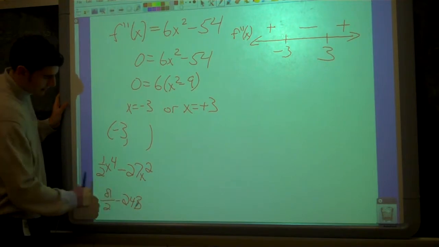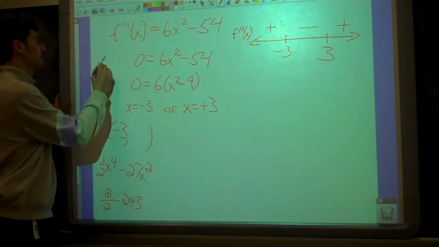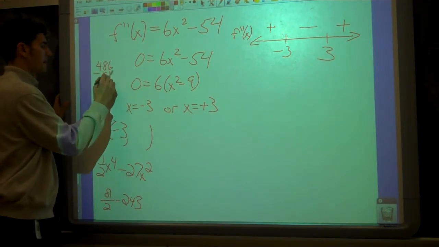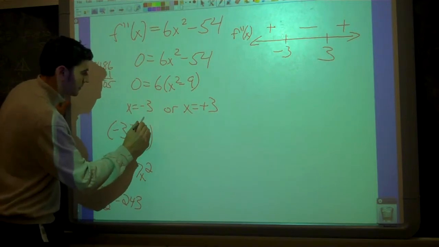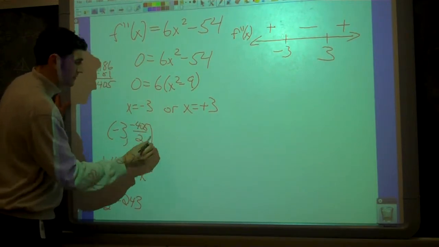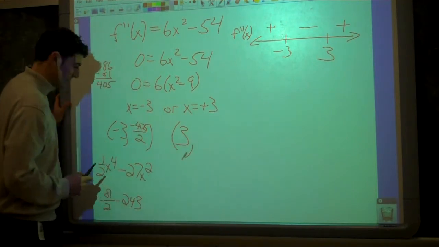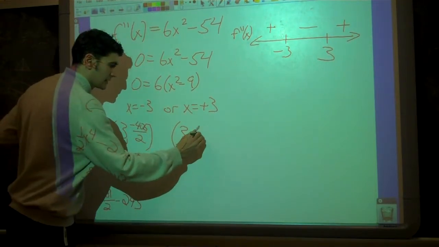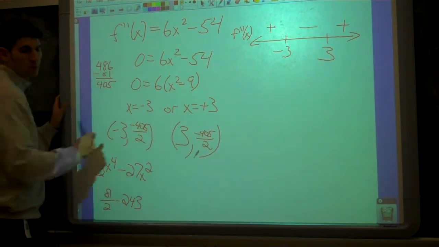So that'll be 486. Oh, geez. So this would be negative 405 halves. The arithmetic is going to be exactly the same for positive 3. So these are my 2 points of inflection.